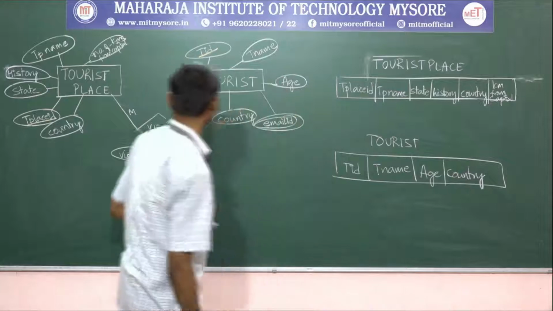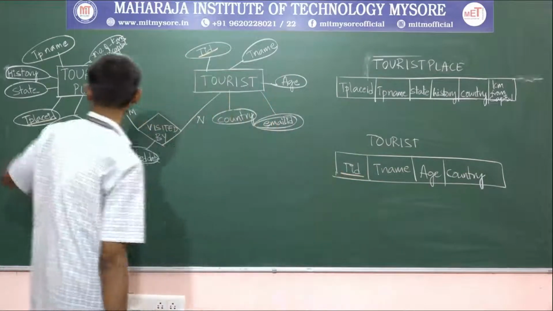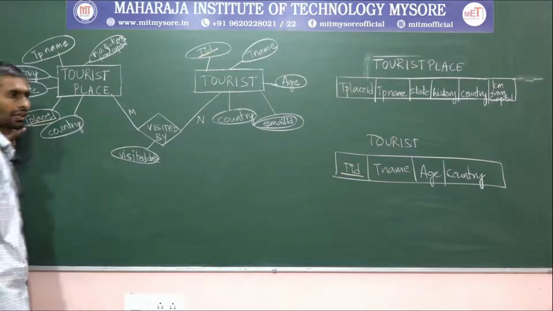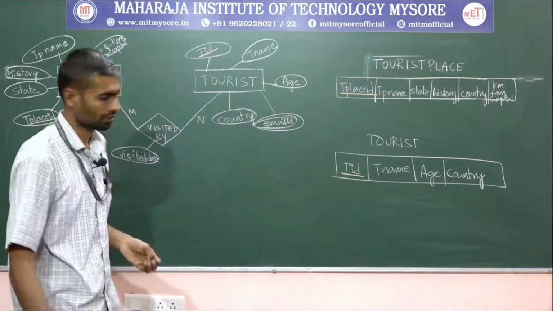Then one more thing we missed. What is that? In the tourist, tourist ID is a key attribute. Underline it, fine. In the tourist place, place ID is a key attribute. We'll go with underlining both attributes, right, as the key attribute notation, fine.